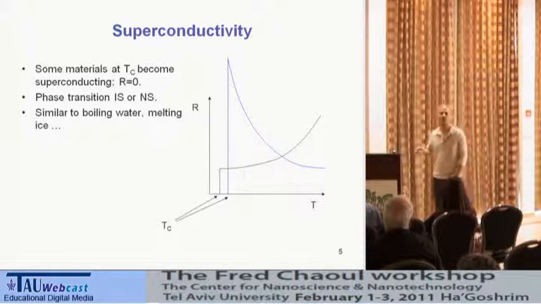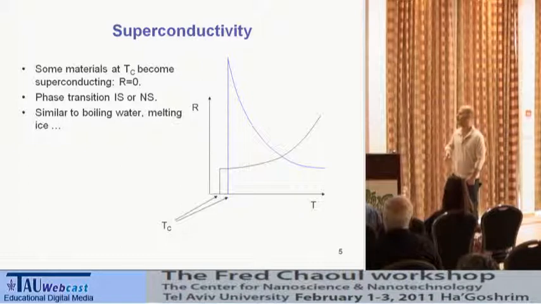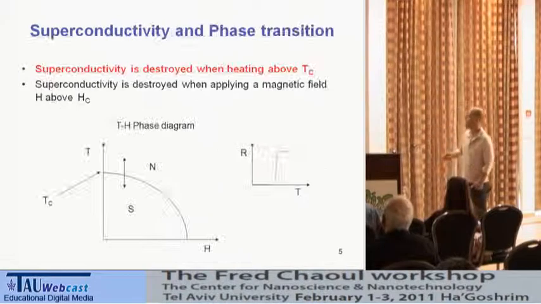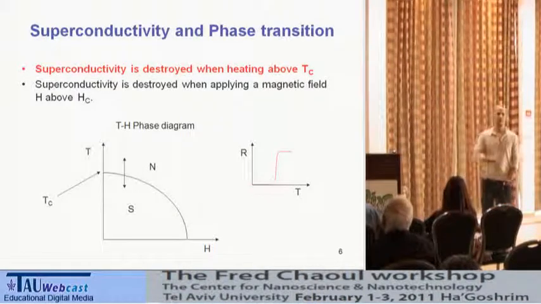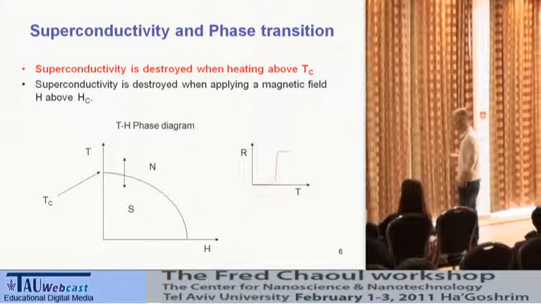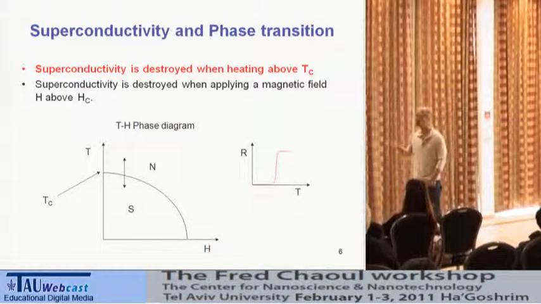This phase transition is similar to other phase transitions that we all know about, like boiling water or melting ice, at the thermal. And so we see that if we cool the sample down, it turns superconducting, and if we heat it up again, it loses superconductivity. It turns back to a normal metal or an insulator, whatever it was before.